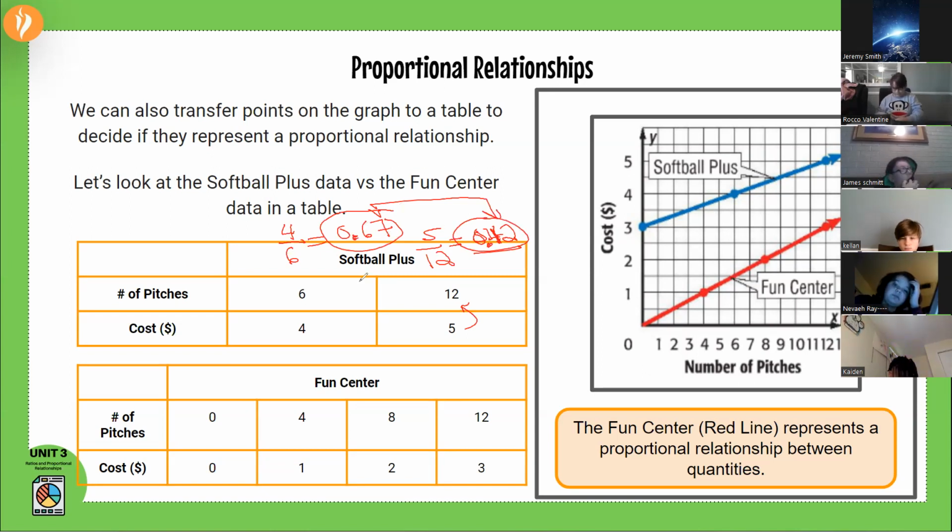However, if we took the information from Fun Center and we divide 1 by 4, and 2 by 8, and 3 by 12, for every one of these, don't we get 0.25, 0.25, 0.25, which is our price. It's 25 cents per pitch.